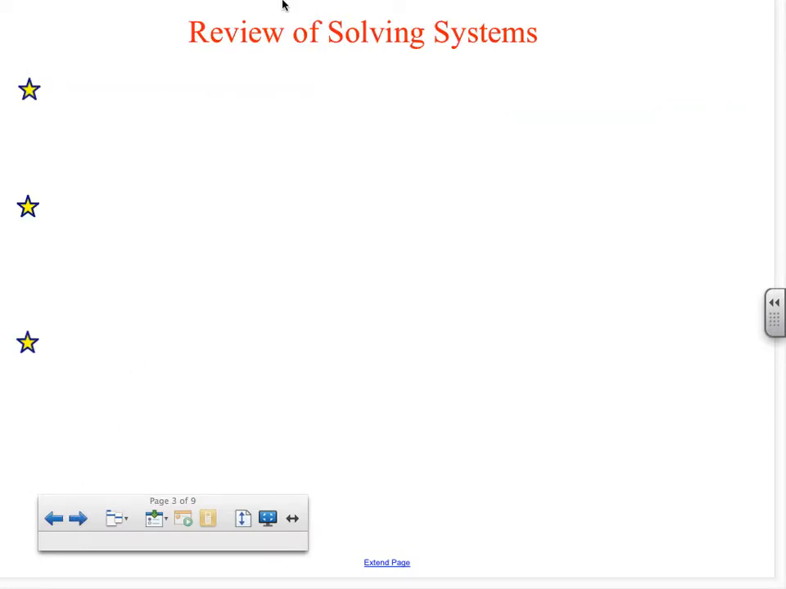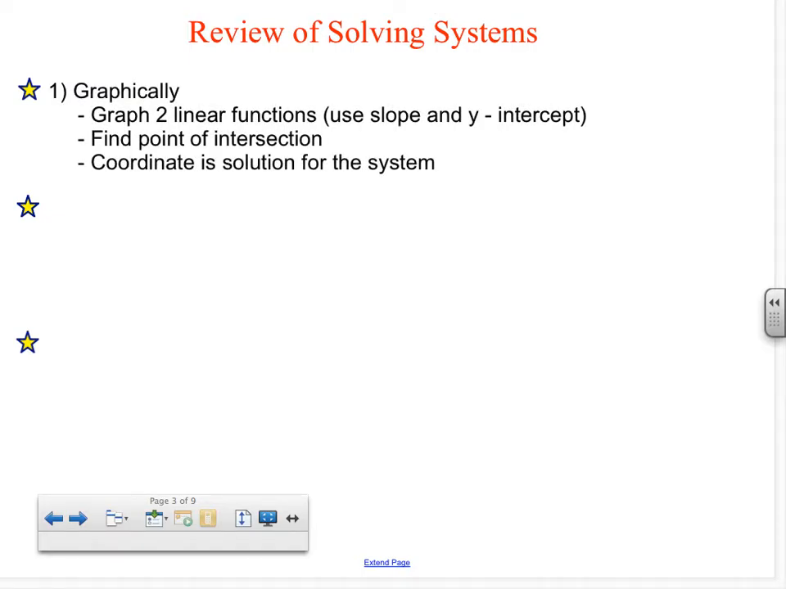Okay, so with word problems, we're going to be using some of the strategies we've used so far with solving a system. The only difference is we're going to have to apply something. We're going to have to pretty much create the system. But first, it's important that we review our three methods for solving. Number one, we can solve a system graphically. That was the very first one we did in class. We can graph two linear functions, either in standard form or slope-intercept form, and we're basically finding the point of intersection, the point that satisfies both equations where they intersect. And that coordinate, that x and y value, is the solution for the system.